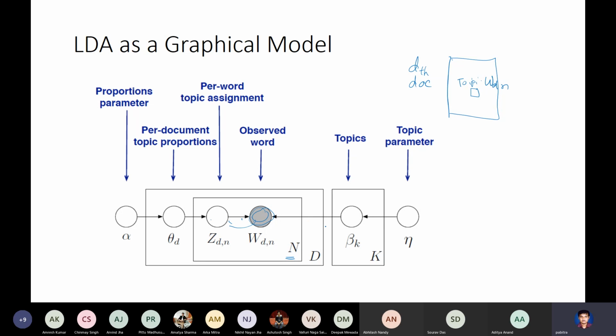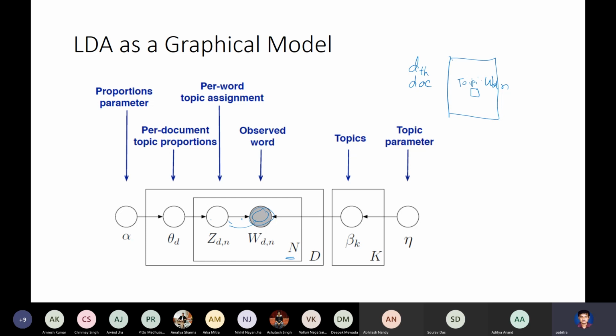So this distribution beta also influences my W_dn. Because if this distribution was something else, if it was cricket 0, football 0.95 and hockey 0.05, this would have been a different word. So beta also decides, so I draw this arrow: beta decides. And that again is replicated N times, so every word is influenced by beta. So I have a plate, N replicated plate.